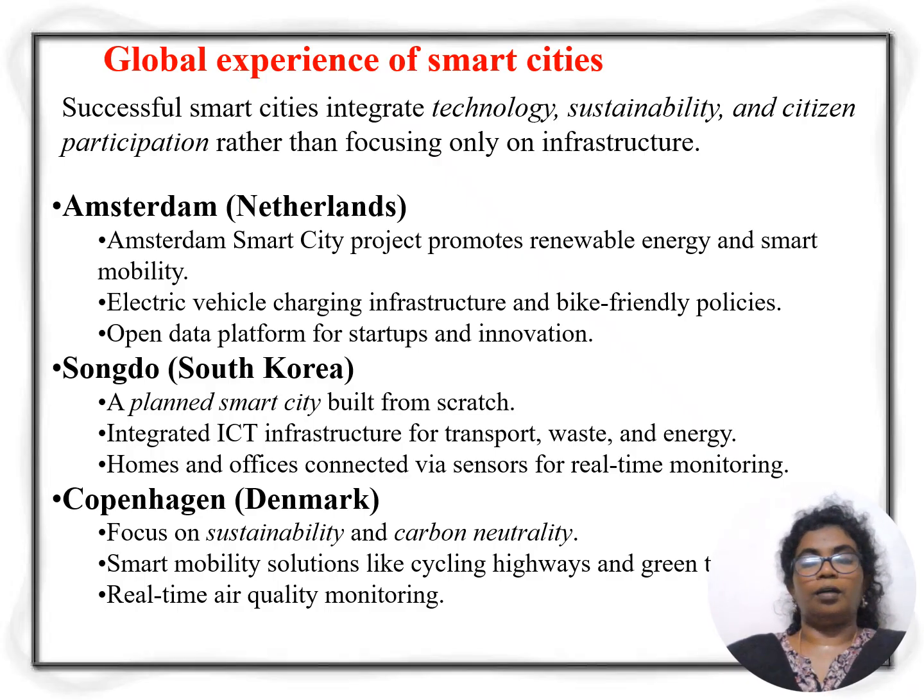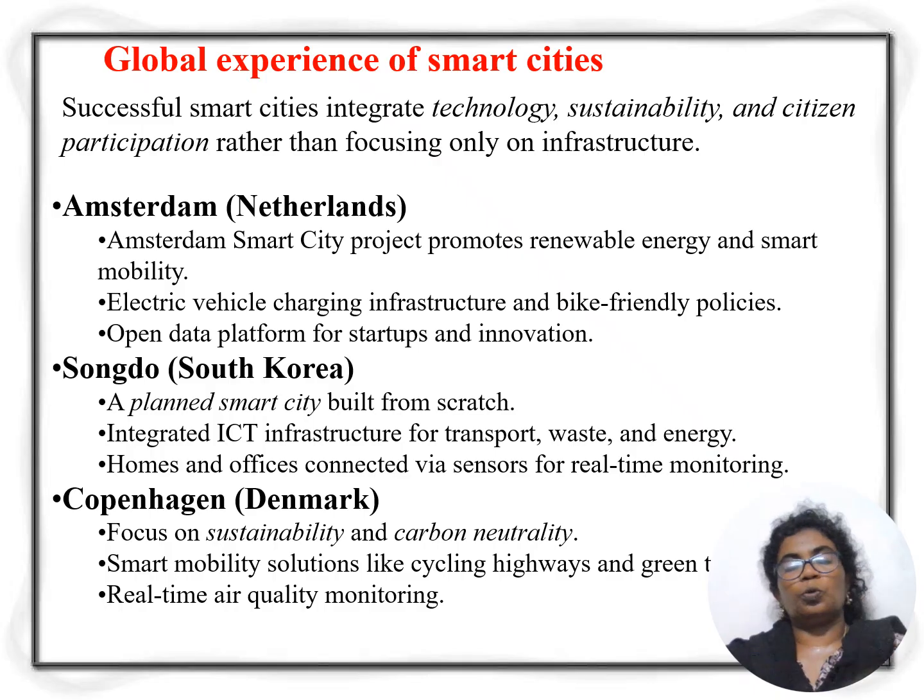Next comes a city located in South Korea. It is a planned smart city which is built from scratch. It uses integrated ICT infrastructure for transport, waste and energy. Homes and offices are connected via sensors for real-time monitoring. Next one is located in Denmark, Copenhagen. It focuses on sustainability and carbon neutrality. Smart mobility solutions like cycling highways, green belts, everything is possible. Real-time air quality monitoring is possible.